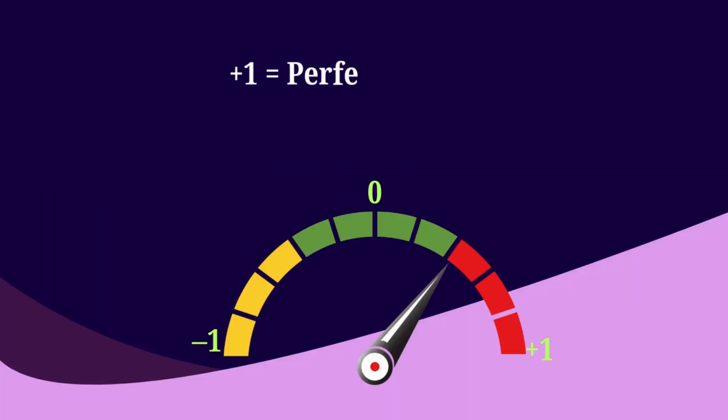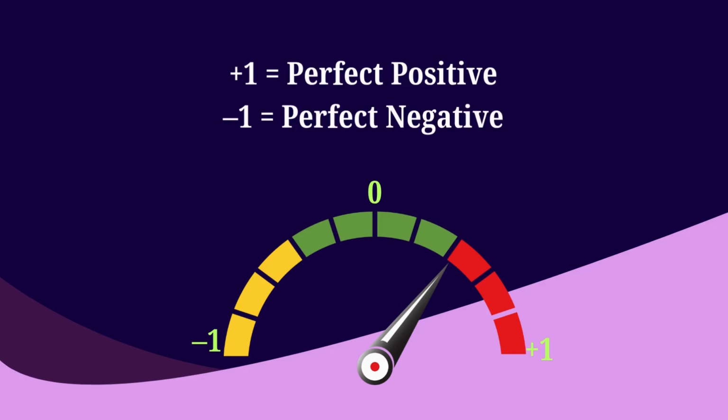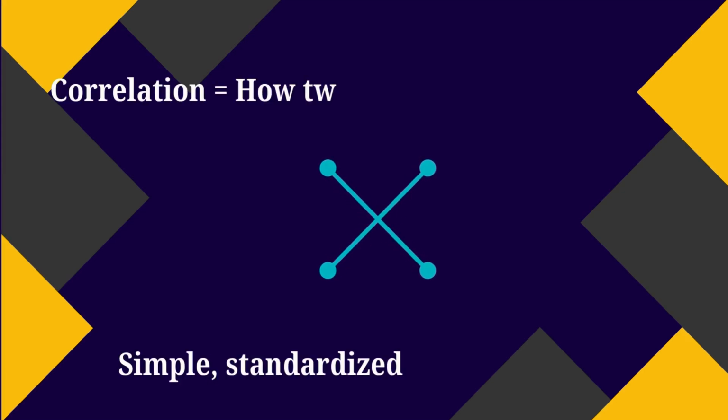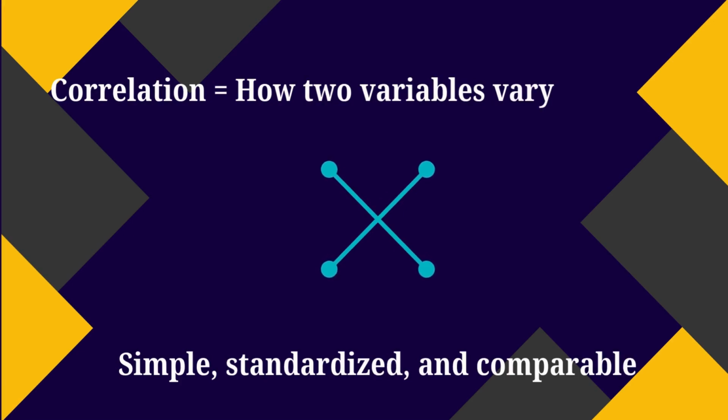R of +1 means both variables move perfectly together. -1 means they move in perfectly opposite directions. And 0 means no consistent linear relationship at all. In simple terms, correlation is just a way to quantify how two things vary together, giving us a clear, comparable measure of their relationship.